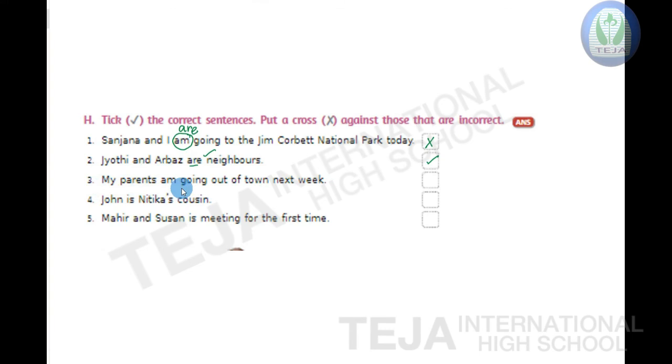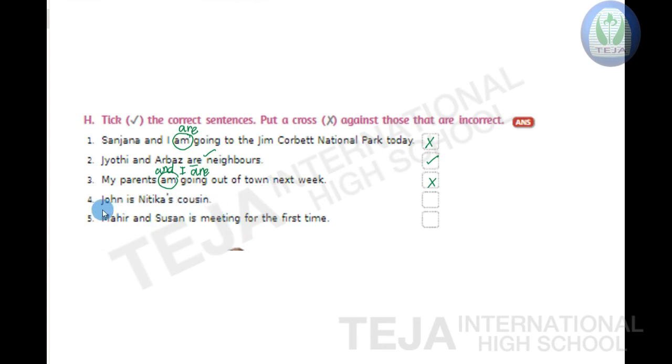Next, third one: My parents am going out of town next week. So my parents and I are going out of town next week. So am is the wrong word. My parents and I are going out of town next week. So put cross mark in the box, children.